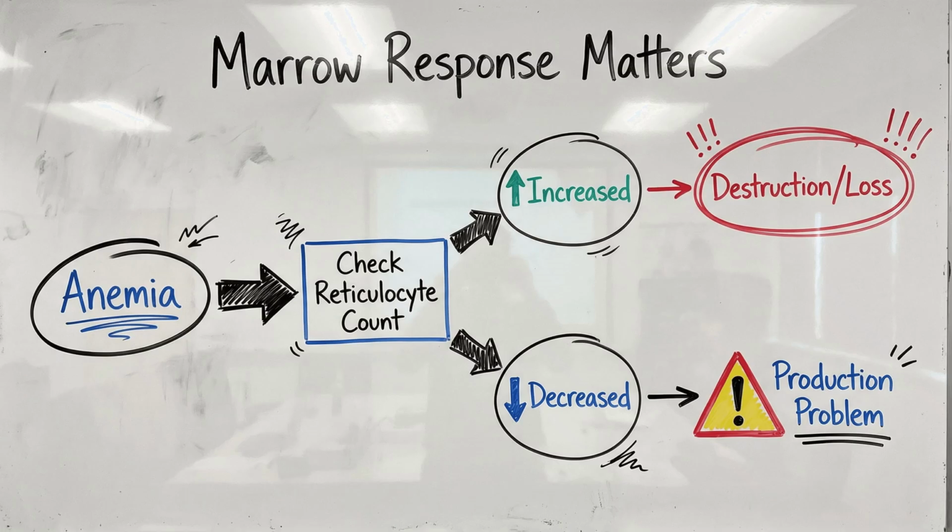However, if the patient is anemic and the reticulocyte count is decreased, or even just normal, you have a production problem. A normal retic count in the face of severe anemia is actually abnormal. It means the marrow isn't responding to the crisis, and the factory is broken.